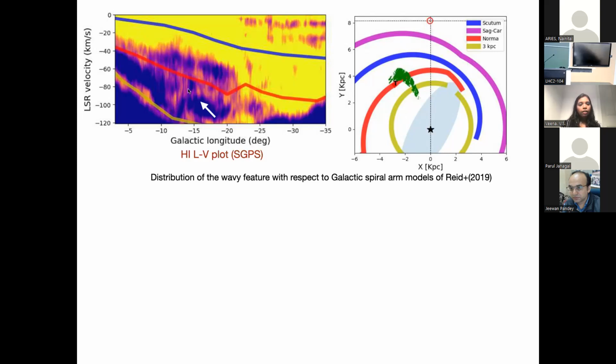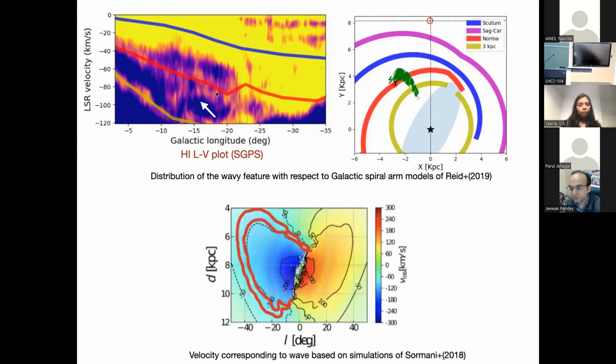At this longitude range, between say minus 350 to 340 degrees or so, you can clearly see that there exist two components for the Norma arm. One major part and this branched part. We see that it's more perpendicular to the spiral arms.